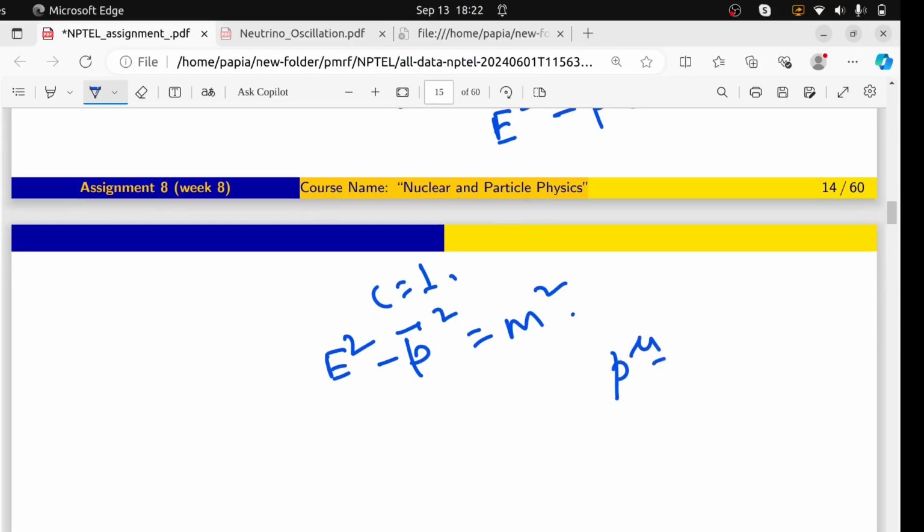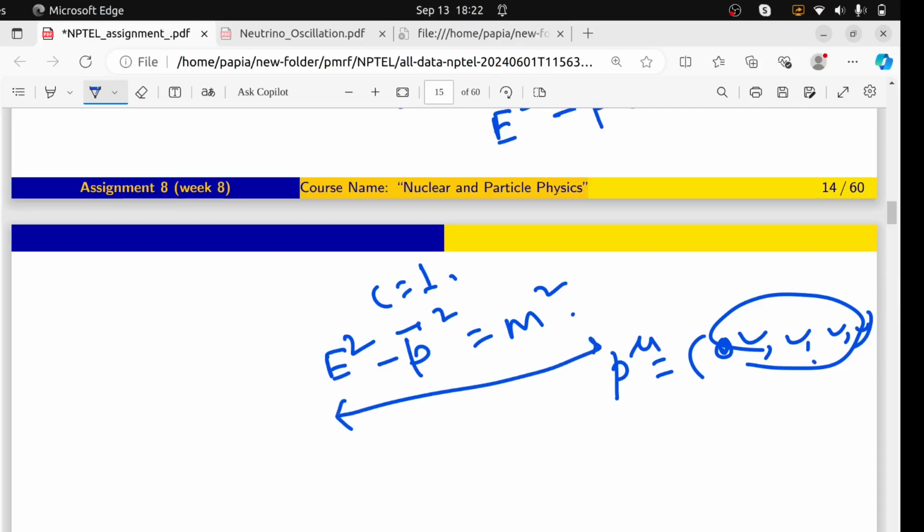Now, in that p mu expression, whatever is given, there are 4 terms, right? Among these 4 terms, if this type of relation is satisfied, only then we can say that p mu is correct. That means E squared should be greater than or equal to p squared, because we don't know about the mass right now. But mass should not be a negative value. So E squared should be greater than or equal to p squared.